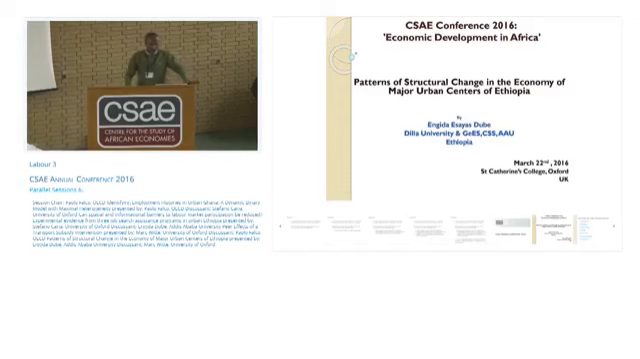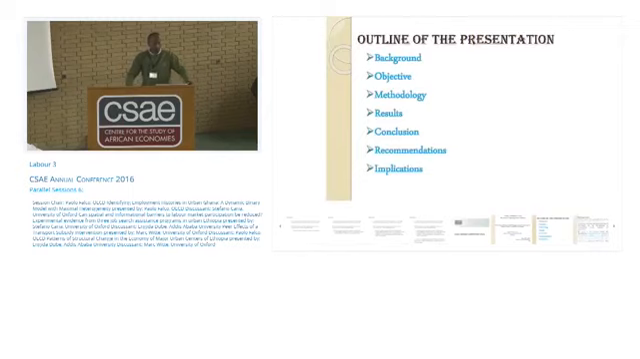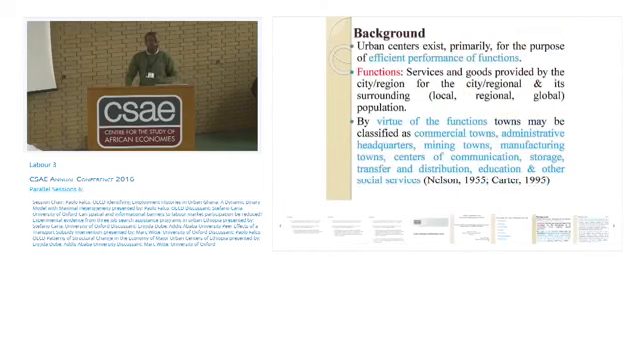So I will follow this outline. I will talk about the background and then introduce the objectives, and then again briefly discuss method, results, conclusion, and recommendation to implications. To begin with, the purpose for which cities exist is important. So urban centers, be it a city or a town of any size, exist to provide functions. Therefore, cities exist to provide functions.